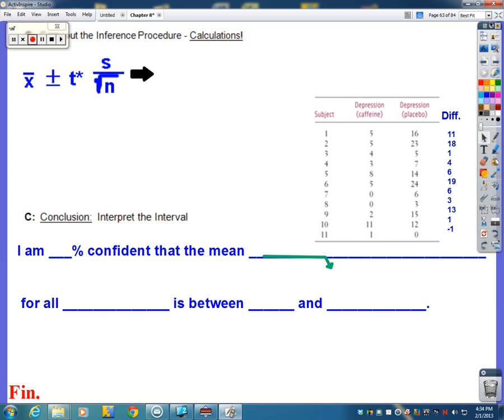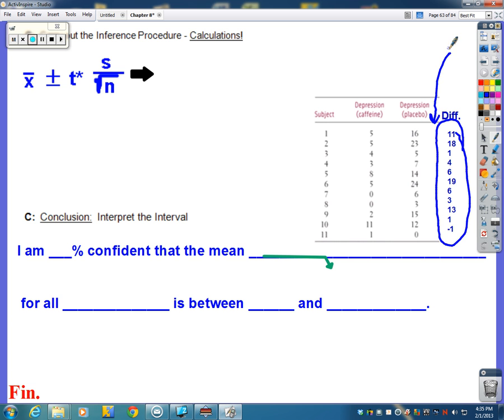Move this back over here. So now here's our formula: x bar plus or minus t star times s, our sample standard deviation, divided by the square root of n. Now, where's my x bar and my s going to come from?